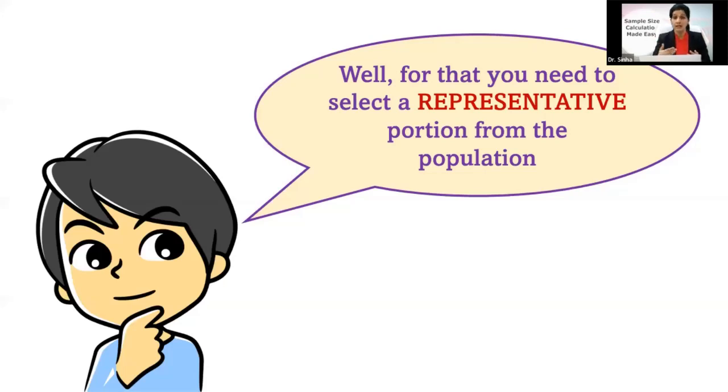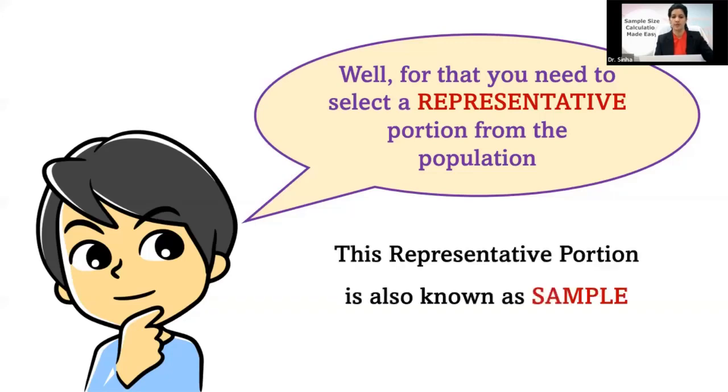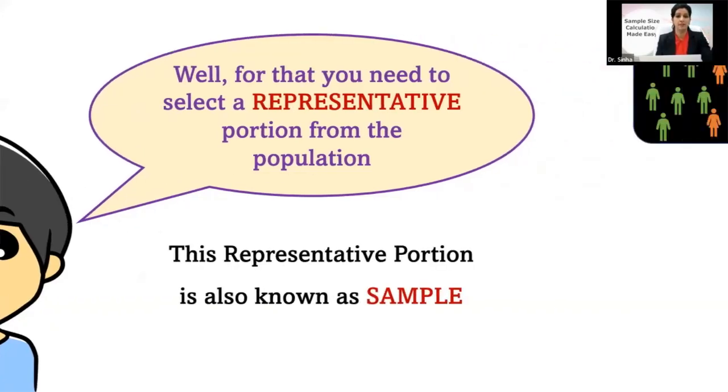Because if that sample is not representative, you are introducing a sampling error, and that error will impact your outcome, and it may have a less or more effect than usual. So this representative portion is known as the sample.